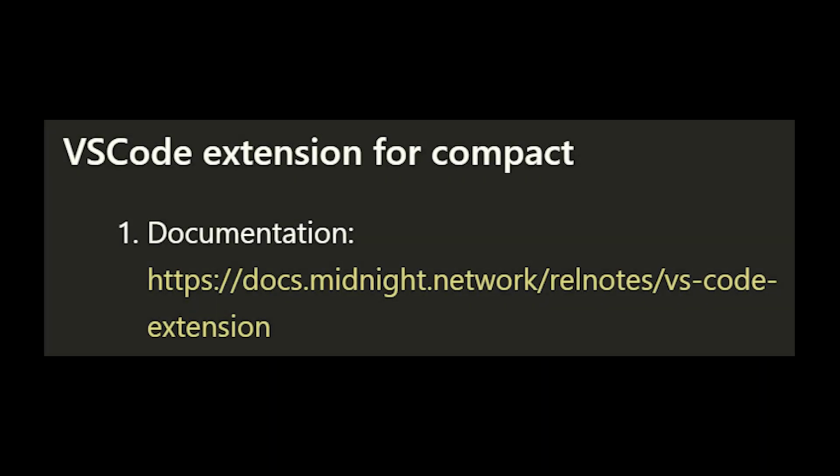Now we're gonna download the compact plugin provided by the Midnight team if you're using VS Code. This plugin highlights specific compact language features like keyword, string, and comments, and we're gonna use it when writing a smart contract using compact language.